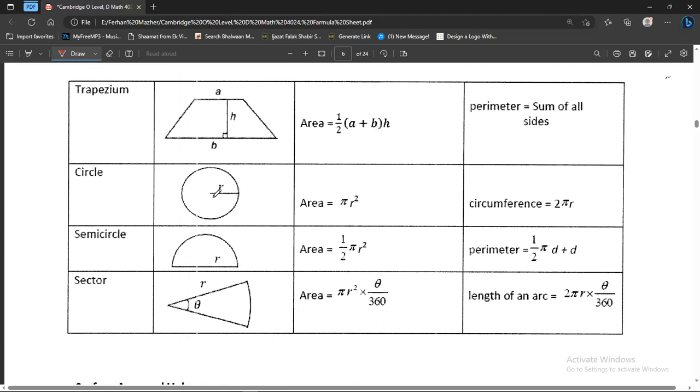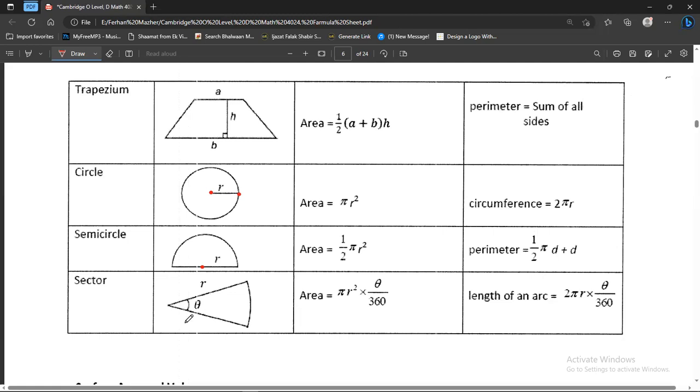The circle is like this shape, and from the center to the circumference, this length is called the radius. The area of the circle is pi r square. The circumference, the outer arc of the circle, has length 2 pi r. Then we have the semicircle, with this radius. The area, because it's half the circle, is 1 by 2 pi r square. Its perimeter is 1 by 2 pi d plus d. This is basically the arc, which is half of pi d, and this is the diameter. So it has a straight line and an arc.